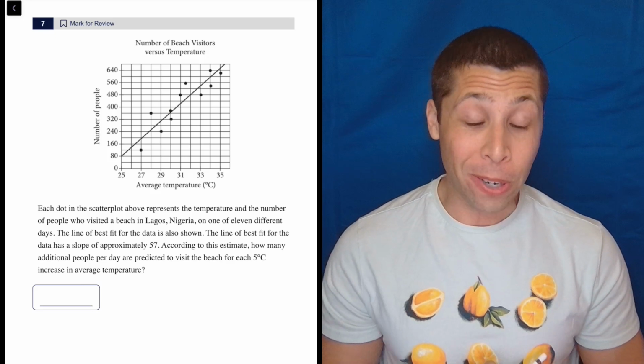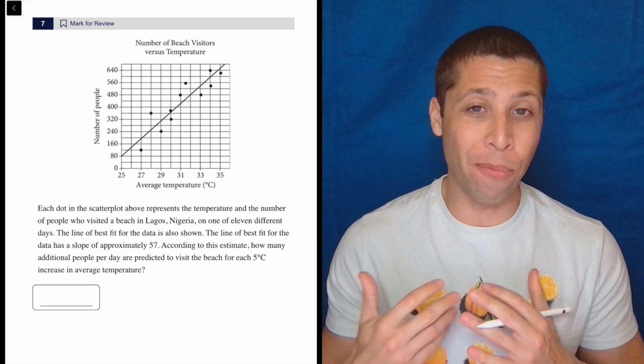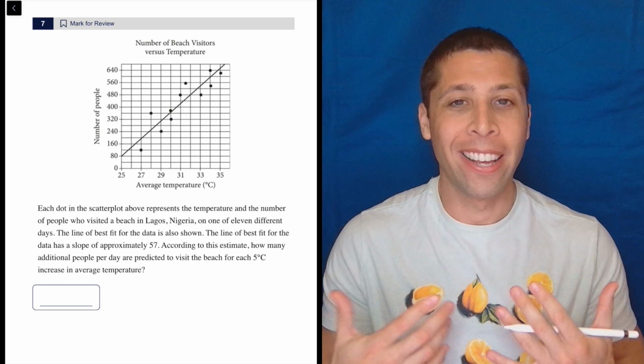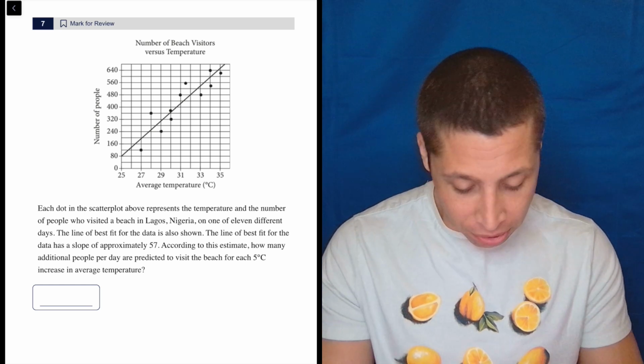This is actually a really, really easy question, but the reason I think it's hard is that there's just so much extra information in here and so much that doesn't end up mattering. So they give us this scatter plot.